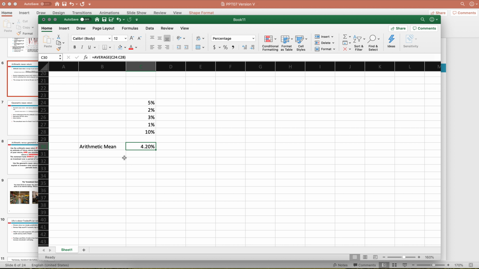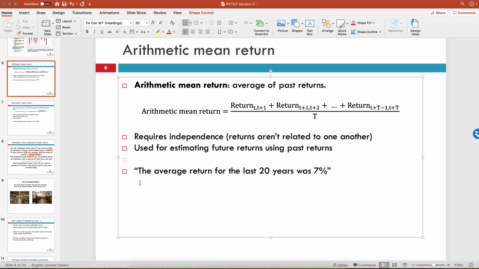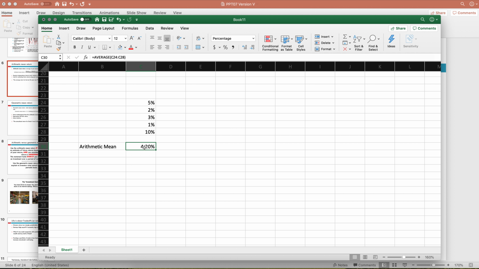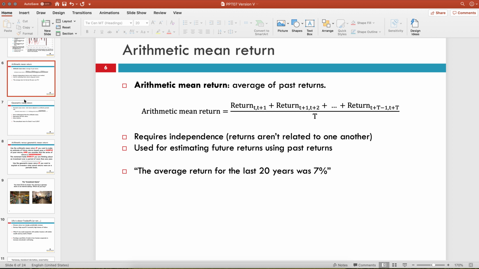And so with the arithmetic mean, generally what people do is they'll say, well, the average return for the past 20 years was 7%. That doesn't mean that it was actually 7% if you compounded it. If you took $1 and you multiplied it by 7% every year for 20 years, you would not get the same answer. It just means that on average, when you take the numbers and you average them, it's 7%.